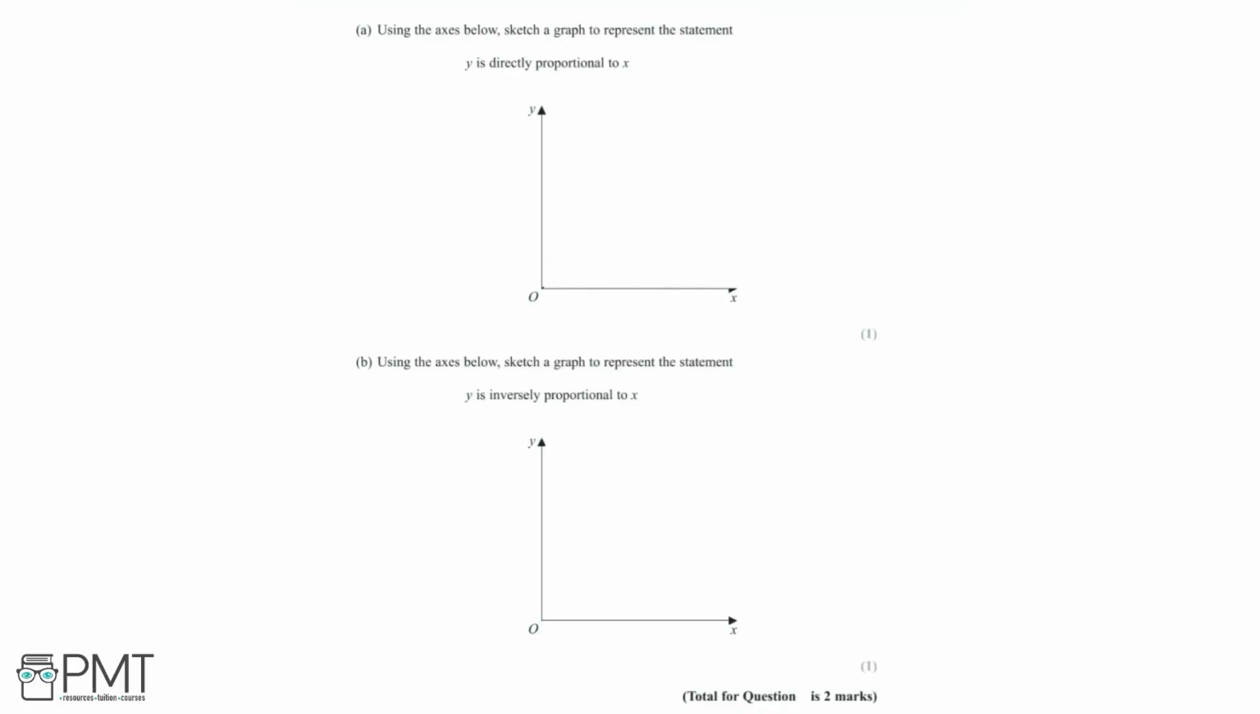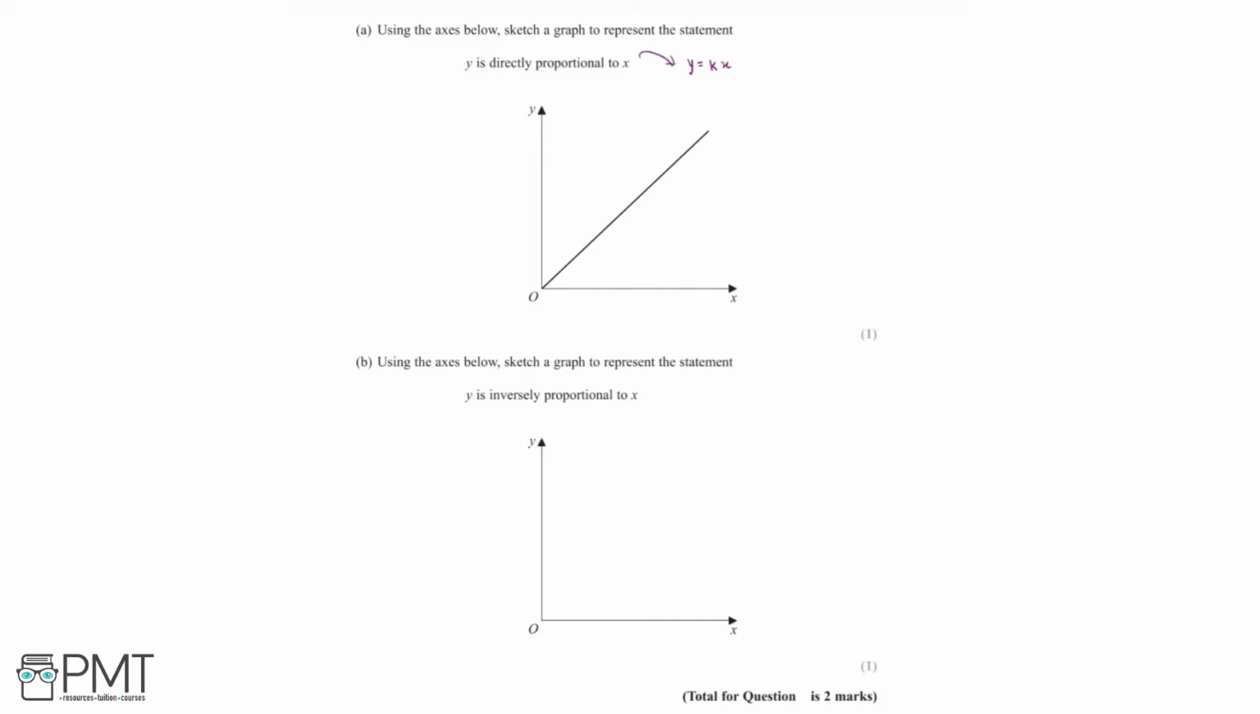In this question, we're given 2 sets of axes, and in part A, we need to sketch a graph to represent the statement y is directly proportional to x. Now if y is directly proportional to x, we know that y is equal to kx, where k is a constant. And so using our knowledge of linear equations, the graph of y equals kx is a straight line graph that has no y-intercept, and so it goes straight through the origin. And so if y is directly proportional to x, we have a straight line that goes through the origin.